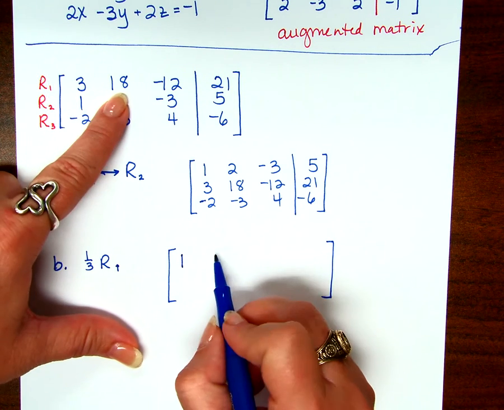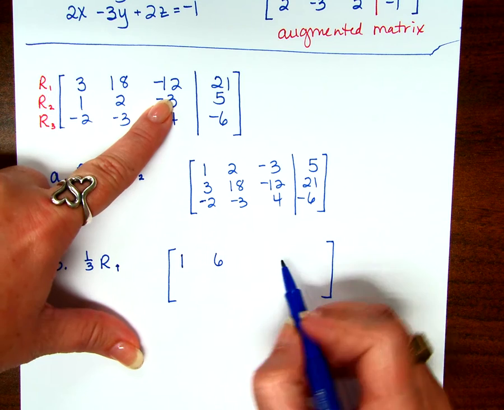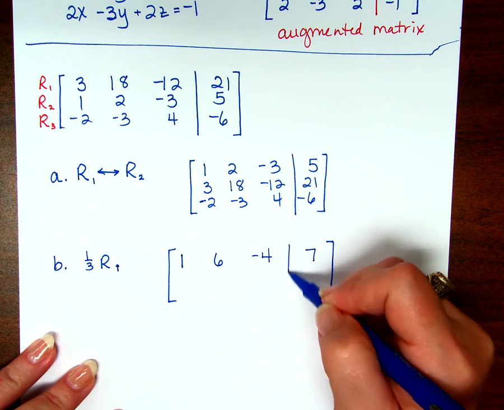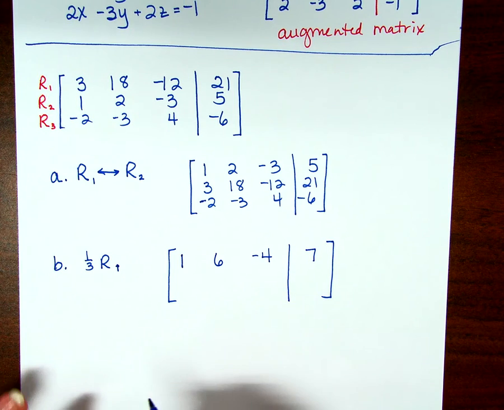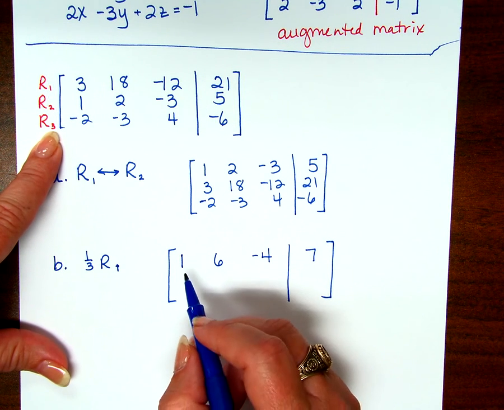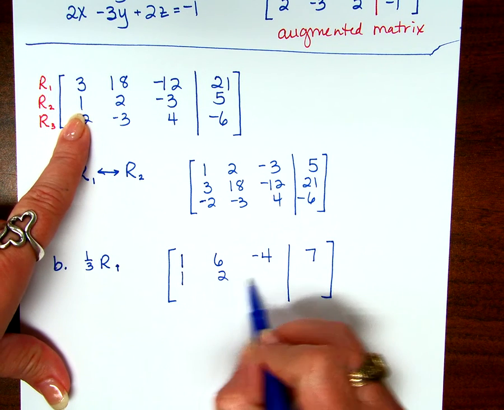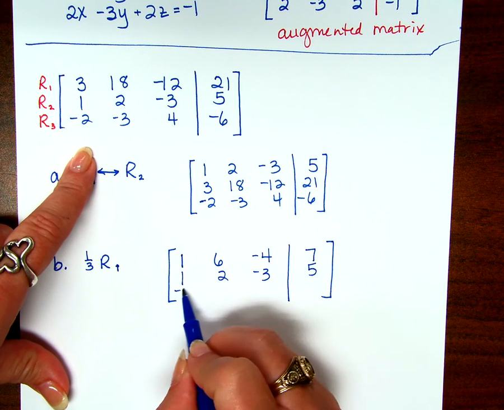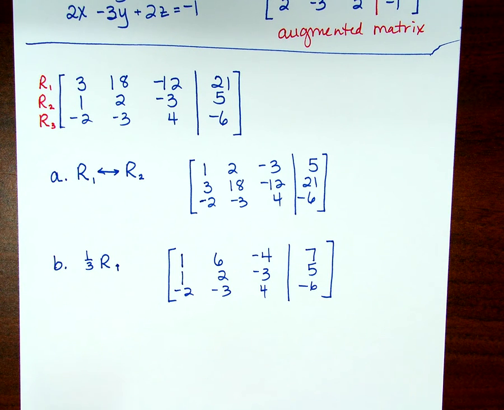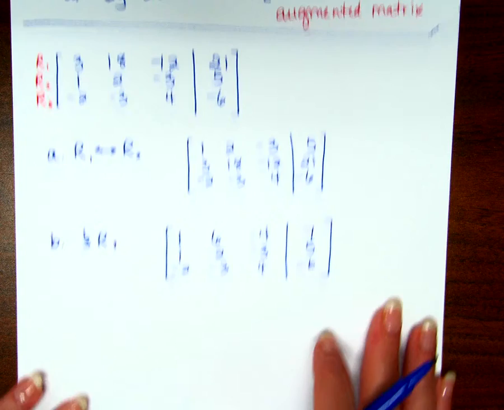Okay, so what goes where? 1, 6, 7. Because what did we do? Yeah, we just divided them all by 3, right? And then what do I do with row 2 and row 3 if it doesn't tell me to do anything? Nothing. I just leave them alone, right? Just recopy them exactly as they are. Does that make sense? Okay.